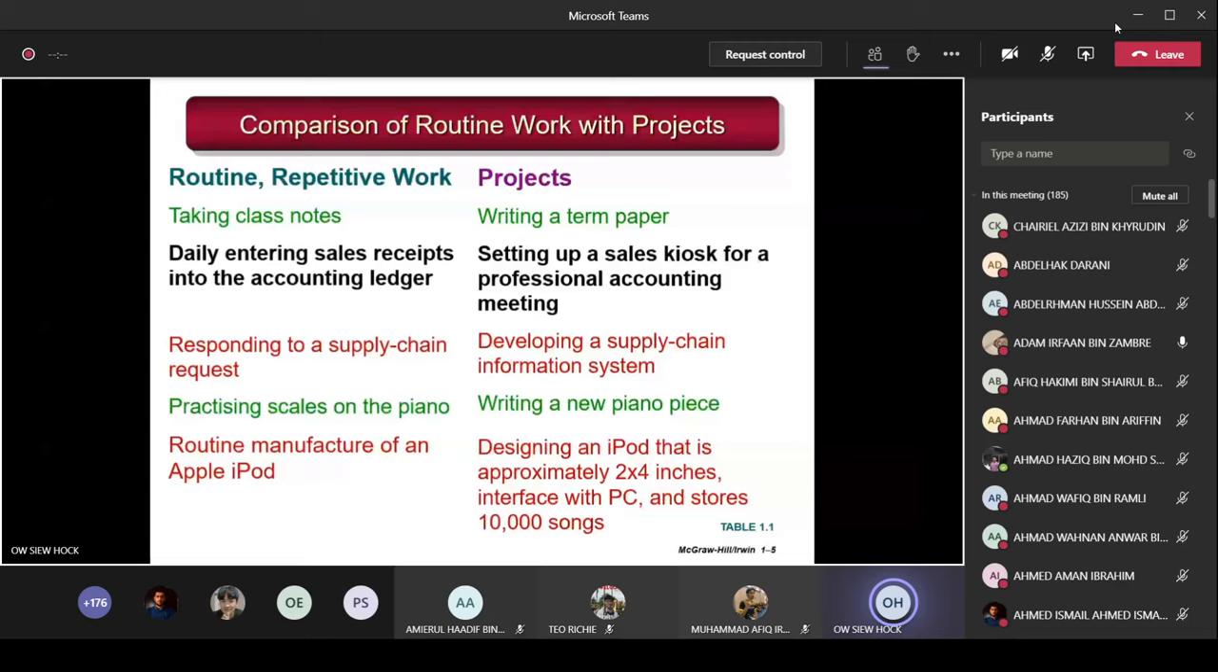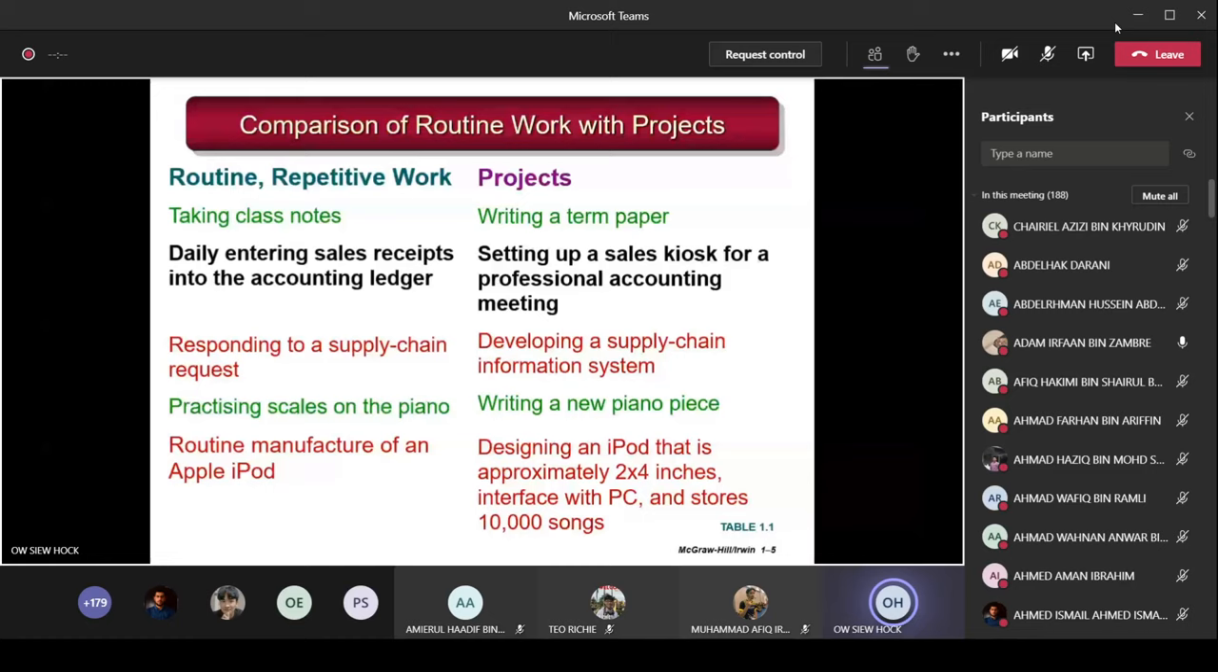So next is the daily entering of sales receipts into the accounting ledger. This is a staff member working every day entering all these sales receipts. So this is not a project. This one is repetitive work. Every day you do the same thing. If it repeats, then it's not called a project. But setting up a sales kiosk for a professional accounting meeting, you only do it once. So this is known as a project.